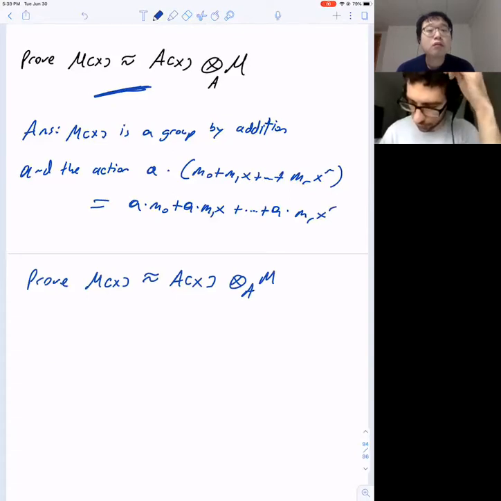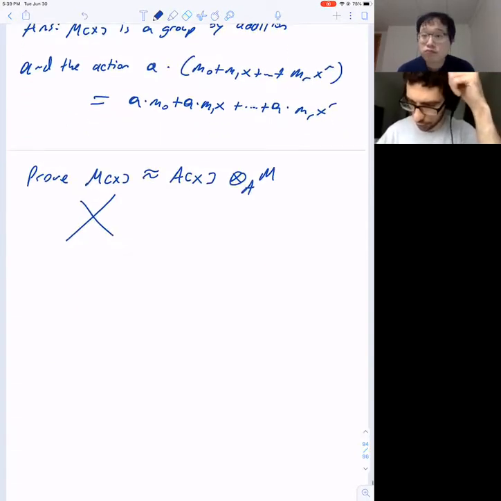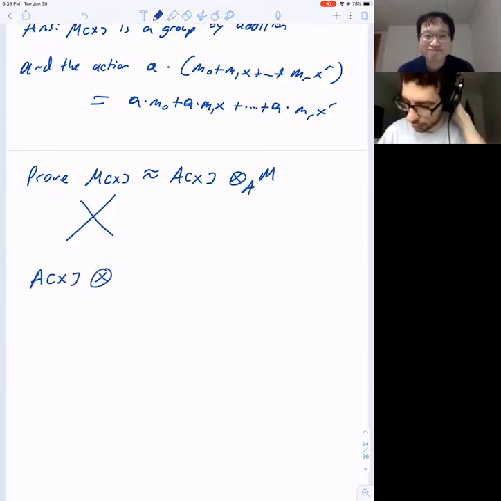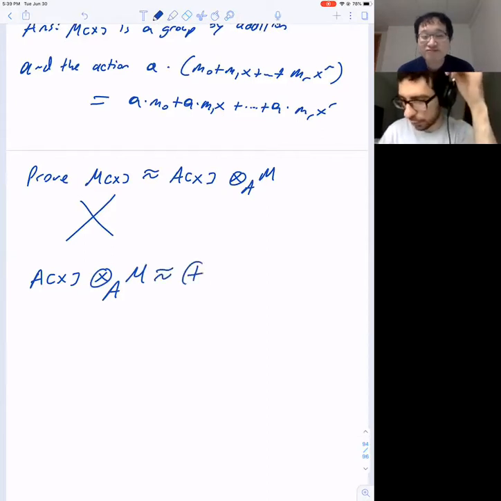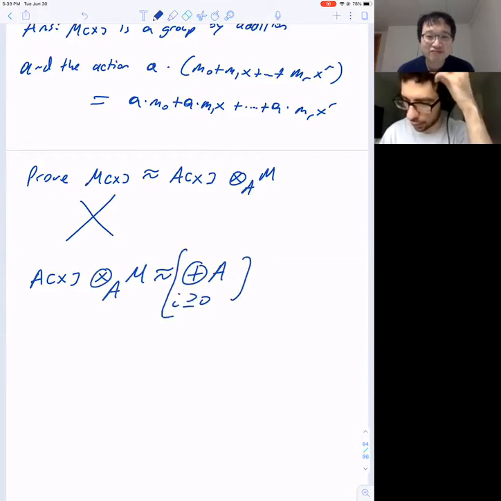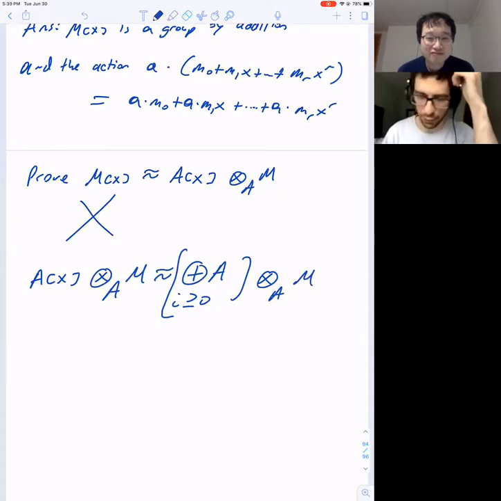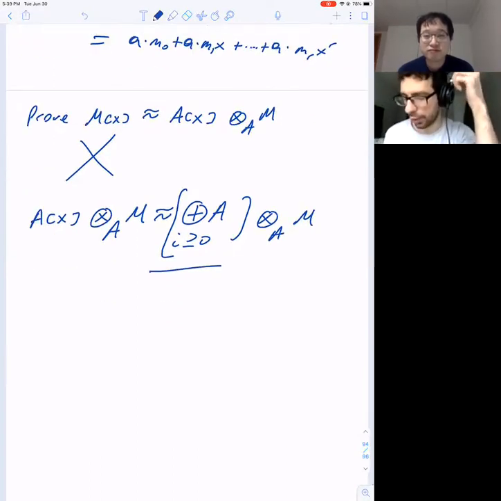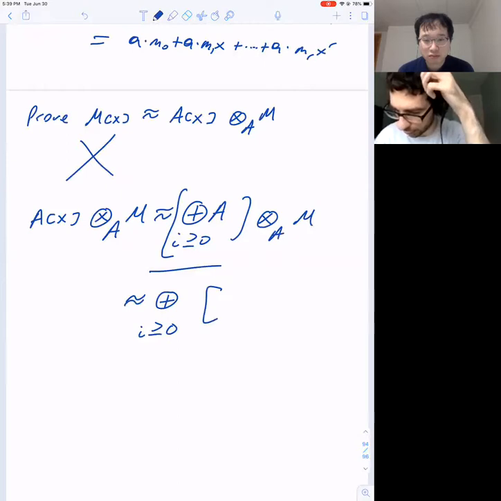How do I do that? So I don't know what this is, but I do know what this is. This is a tensor product of two A modules, but remember, A bracket X is the same thing as infinitely many copies of A. And so, again, remember that the tensor product distributes over the direct sum, just like how multiplication distributes over addition. So instead of having this square bracket here, I can actually move it this way.